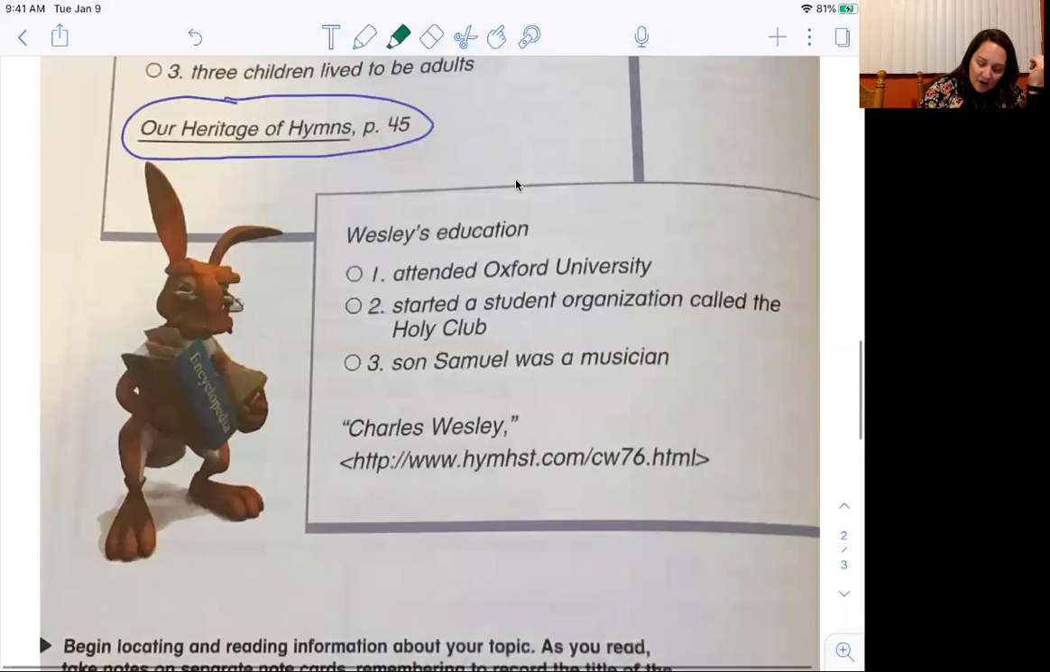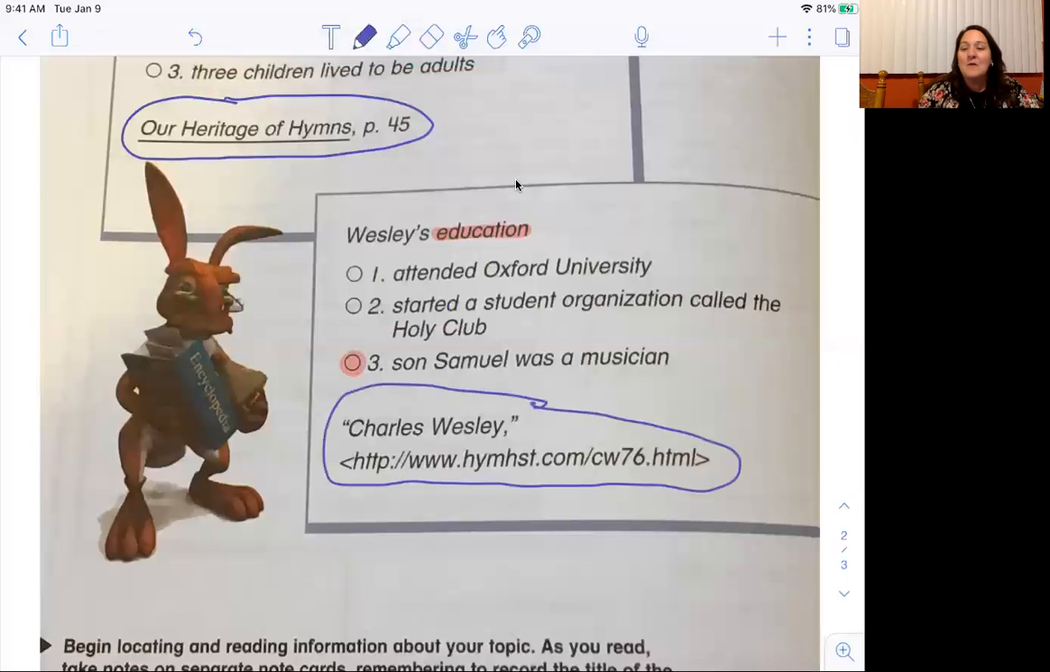Let's look at our next card. See if you can do the next card on your own. Pause and see if you can do it. Okay, so we have education. Attended Oxford University, started a student organization called the Holy Club, and son Samuel was a musician. Which one of those has nothing to do with his education? Great, if you said the third one, excellent. Now they got this information from a website. And I will give you guys the information of what website we're going to be using. We're going to use 3 different websites for this.